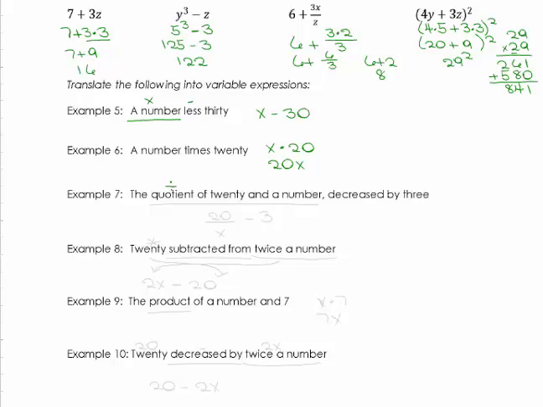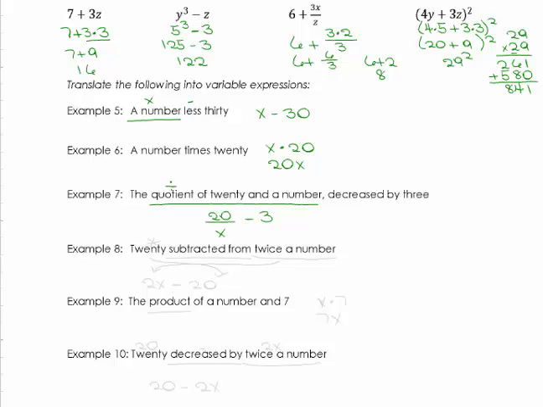The quotient of 20 and a number is the first part that we have to handle. Let's handle that before we look at decreased by 3. The quotient of a number and 20 would be 20 divided by a number. Remember, same order as in the problem. Decreased by means subtract, and the number we subtract is the number 3.